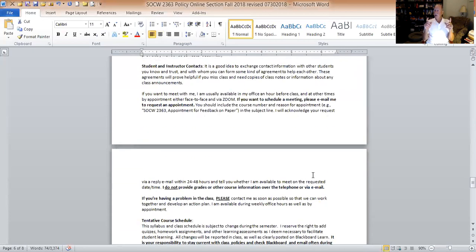It's a good idea to set up contact and exchange contact information with other students in the course. This allows you to capture information you may have missed, particularly in the online, in the face-to-face section. Students sometimes will form study groups, and sometimes they exchange information when they're doing research projects. So it's a good idea to exchange information and develop those support networks, number one.